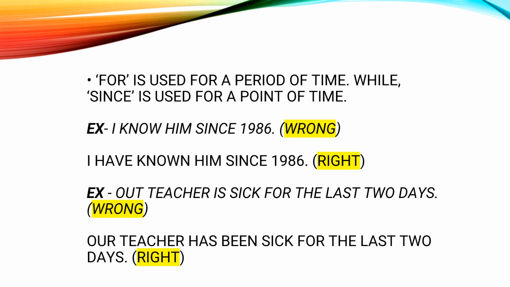So did you see the difference? If you are mentioning a particular point of time, for example, 1900 when I was born or something like that, then you should use "since". And if you are given a time period, like the last 2 days, the last 3 days, then "for" should be used.